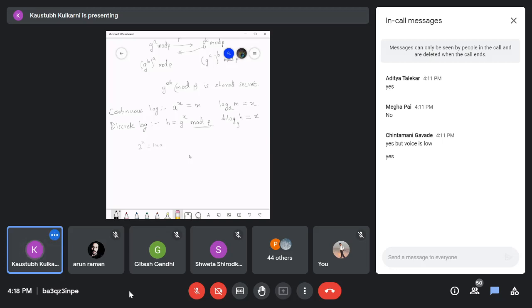Given a prime number p and a primitive root g, which may not be given but which you can calculate, find the x such that g raised to x mod p is equal to h. Another way of writing this is g raised to x is congruent to h mod p.